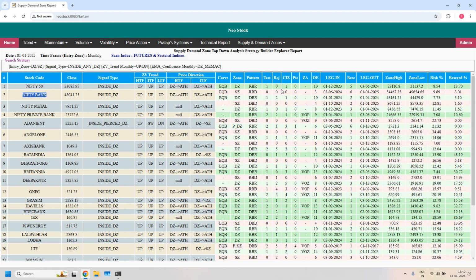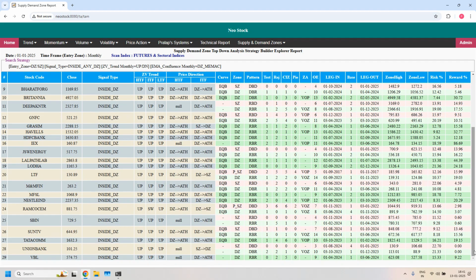Any of these zones are pierced? No. Good. And moreover, the monthly demand zone is an all-time high demand zone. Nifty at present doesn't have any monthly supply zones. Okay, this is about price closed inside the zones and having demand zones also with EMA confluence. Monthly demand zone having monthly EMA confluence.